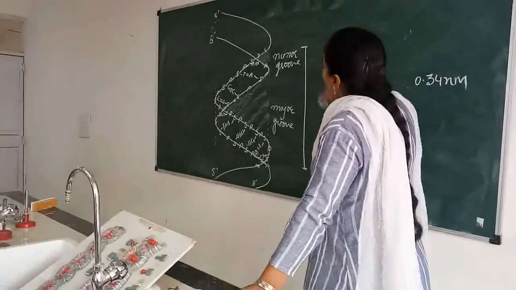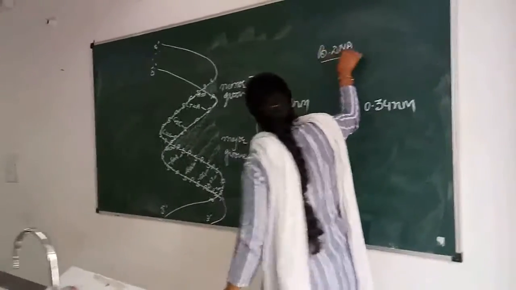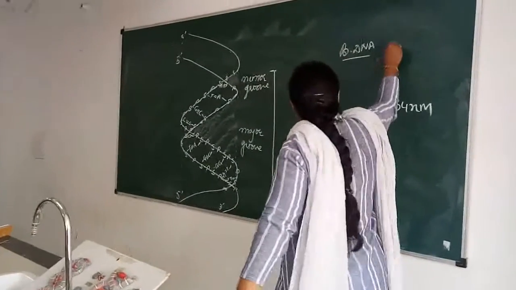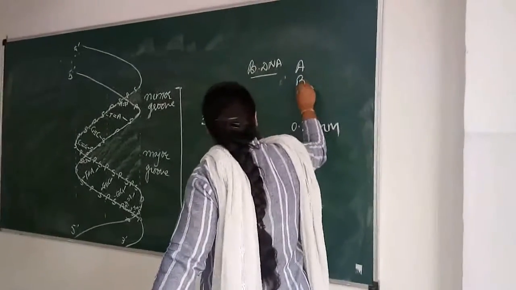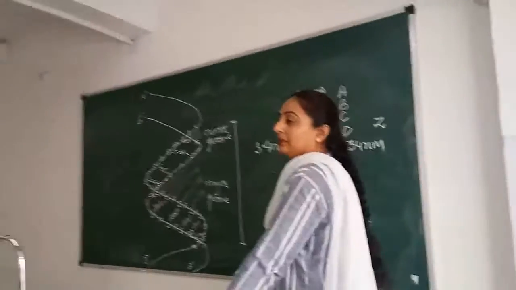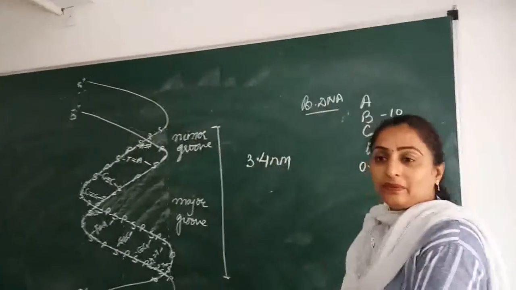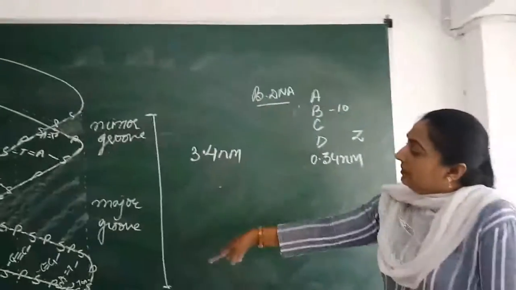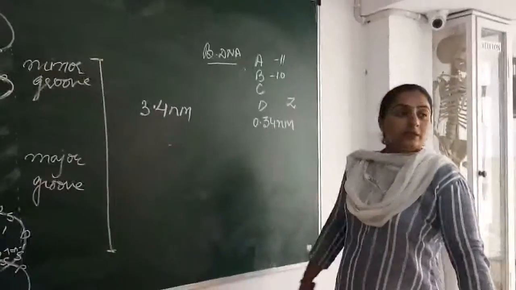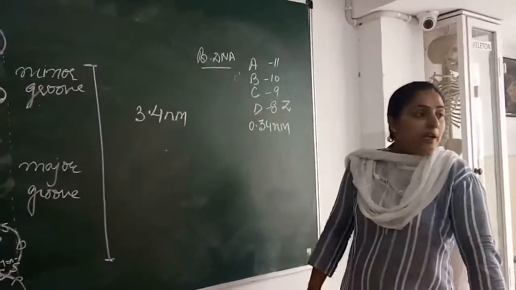Okay? This is a form of DNA which we call B-DNA. DNA is of different types. There are other forms of DNA also: A-DNA, B-DNA, C-DNA, D-DNA and Z-DNA. In B-DNA there are 10 base pairs in one coil, one turn of DNA. In A there are 11 base pairs. In C there are 9 base pairs. In D there are 8 base pairs.